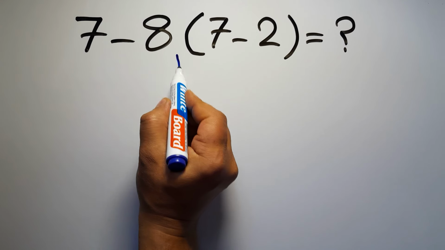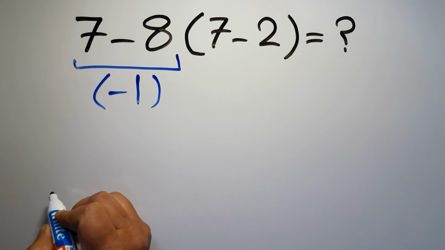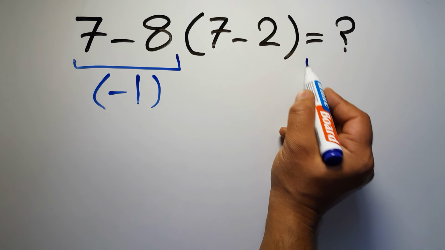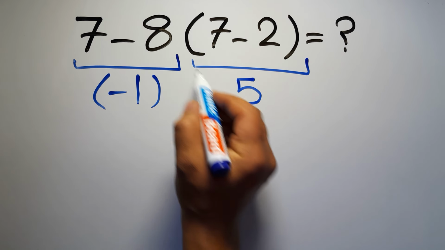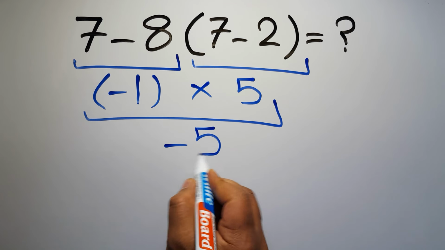7 minus 8 gives us -1. And here inside this parenthesis we have 7 minus 2, which equals 5. So -1 times 5, which equals -5.